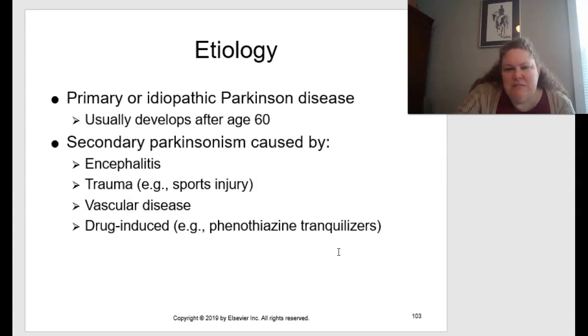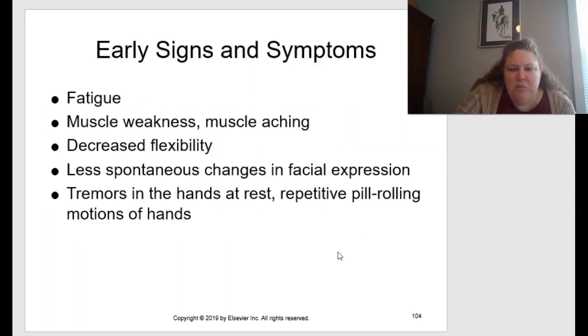Usually it develops after 60 years of age, and secondary Parkinsonism can be caused by encephalitis, from trauma, from a sports injury, from vascular disease, from drug-induced causes such as phenothiazine tranquilizers, right? But overall, we don't have one thing specifically pinpointed.